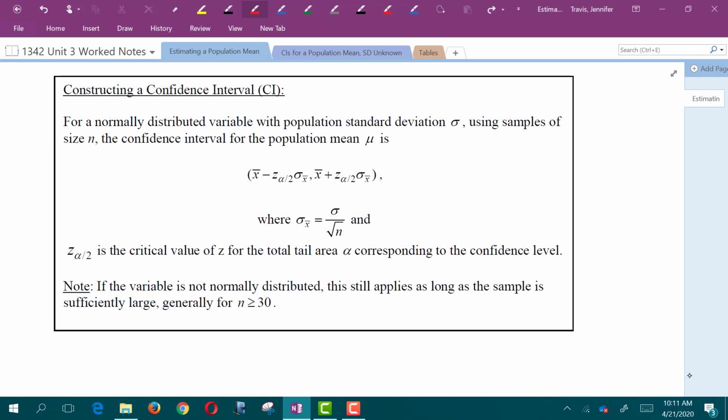If the variable's not normally distributed, it still is true as long as our sample is sufficiently large, and a very frequently used rule of thumb for that is that the sample size needs to be at least 30.